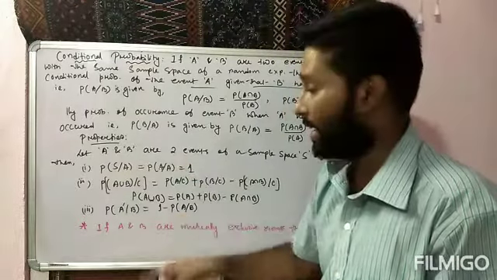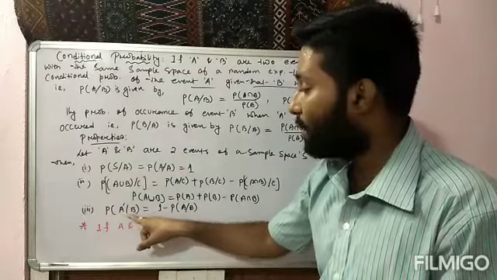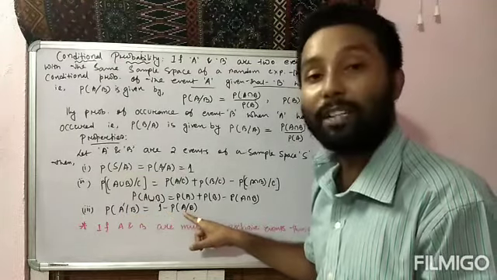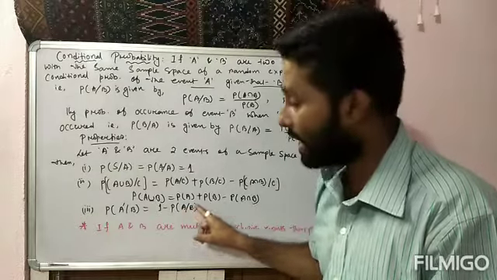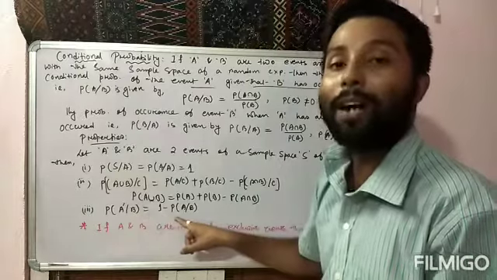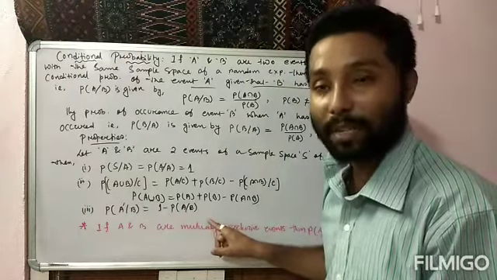Then number 3, probability of A complement slash B, where A and B are two events associated with the same sample space. Probability of A complement slash B is equal to 1 minus probability of A slash B. Probability of A complement slash B is equal to 1 minus P of A slash B.